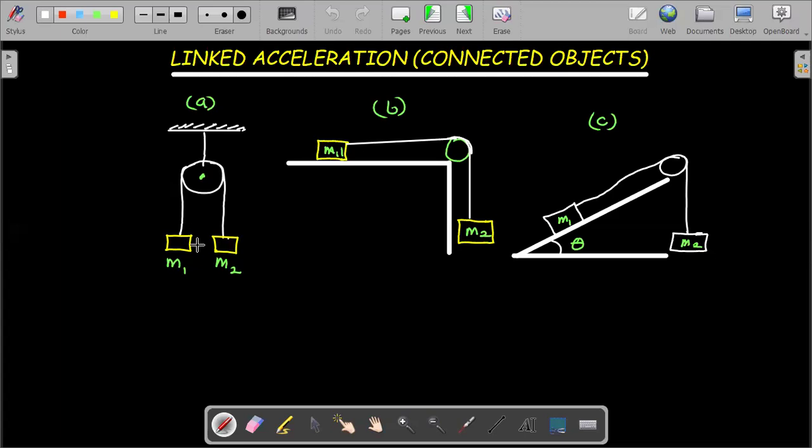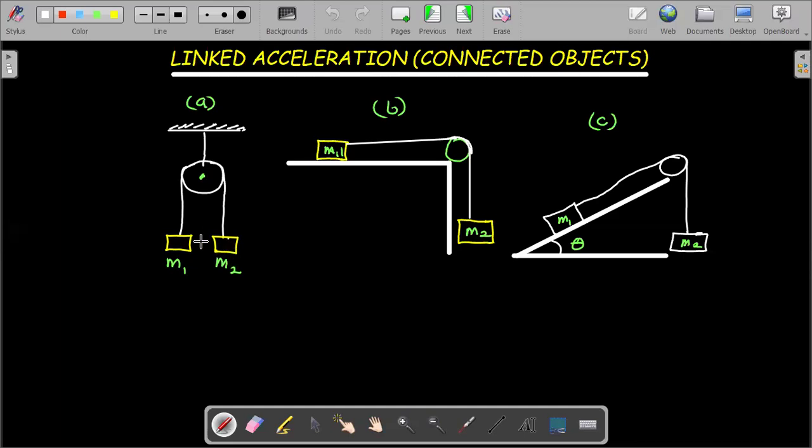Okay, if the masses are the same, for example in this case A, we do not expect an overall acceleration because the masses are the same. So the total forces surrounding this side will balance the total forces around this side. So there won't be acceleration. However, what about in the case where M2 is greater than M1 or M1 is greater than M2? In that case, we'll have what? An acceleration.